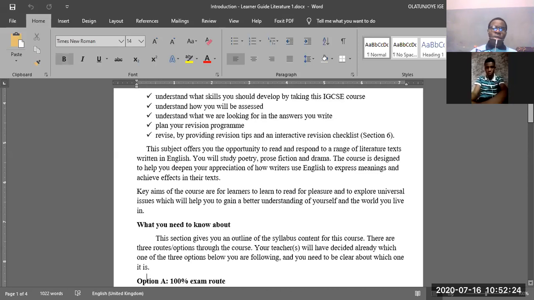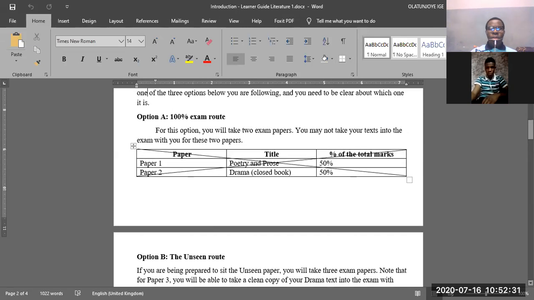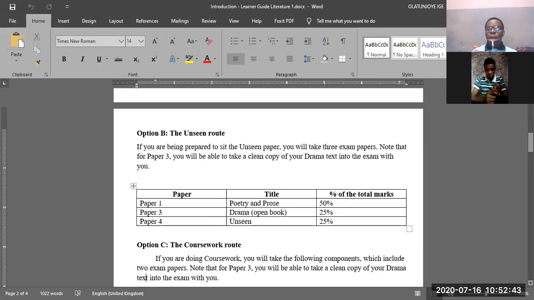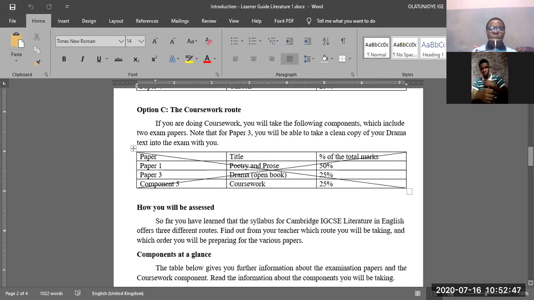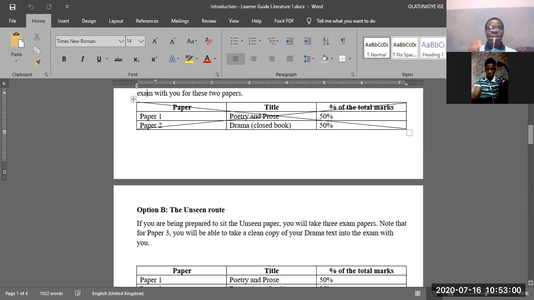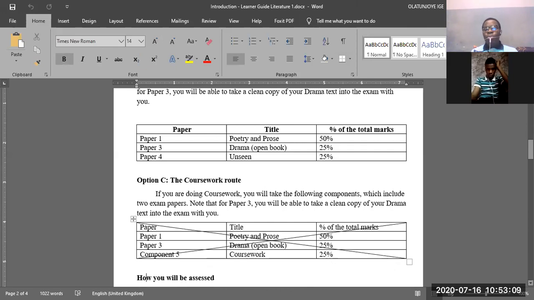This subject offers you the opportunity to read and respond to a range of literature texts written in the English language. So what do you need to know? Number one, there are different options for this exam. Option A has paper 1 and paper 2. Option B has paper 1, paper 3, and paper 4. Option C has paper 1, paper 3, and paper 5. I crossed out option A and option C to show that is not the exam we are taking. We are taking option B, which is paper 1, paper 3, and paper 4.